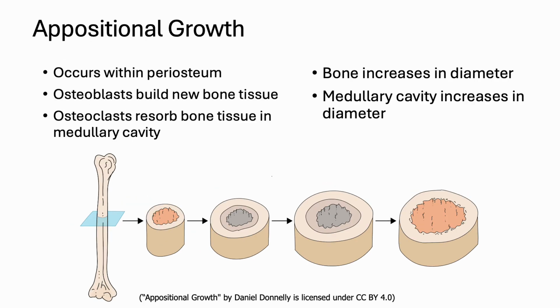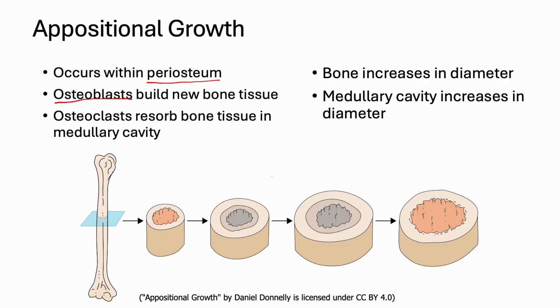As I mentioned, it's occurring within the periosteum. Those stem cells divide to produce osteoblasts. Those are our bone builders. So they begin to lay down new bone tissue. That word osteoid, right? They're going to lay that down, the organic part.